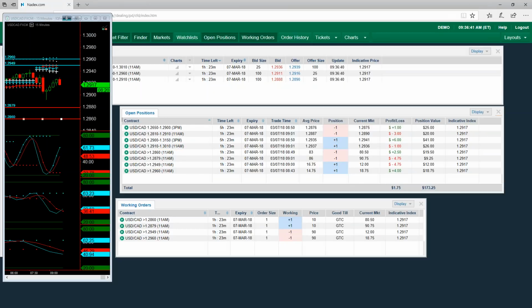Now, what if you're not directional? What if you're just looking at it from a volatility basis? In that case, you could combine the two. For example, you could do the 2879 that expires at 11 a.m., and that would be a short and it has $14 of risk.